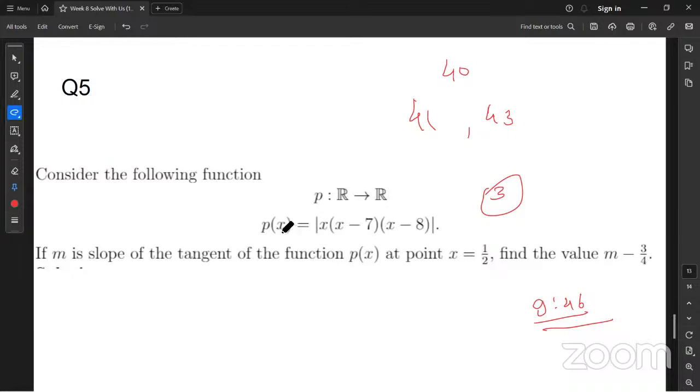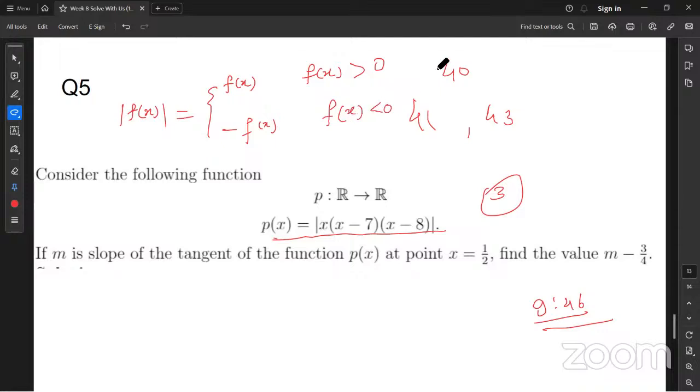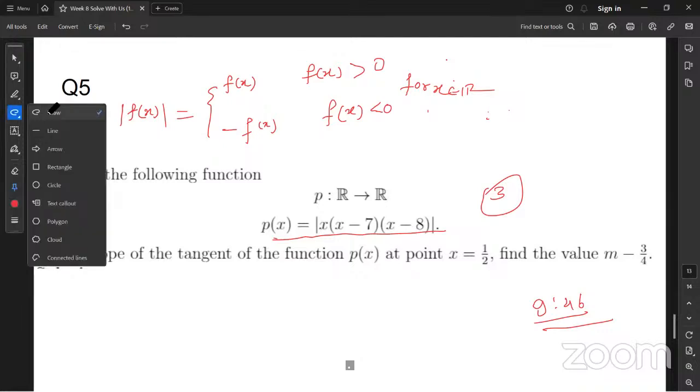So we have this function p of x. Remember, whenever we have a modulus function, whatever is inside the absolute value, suppose we have f of x, we treat it like this: we take f of x when f of x is greater than 0, and we take minus of f of x when f of x is less than 0, for x belonging to R. Okay, this is clear. Now, how will we find the x values for this case? We have to solve this case and this case. That's my agenda.